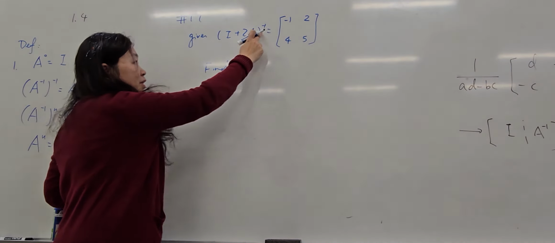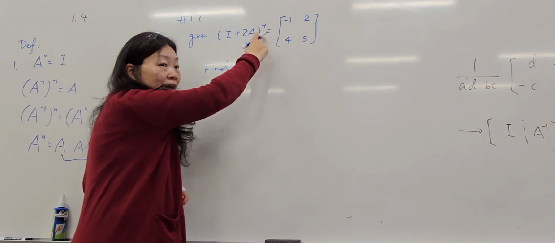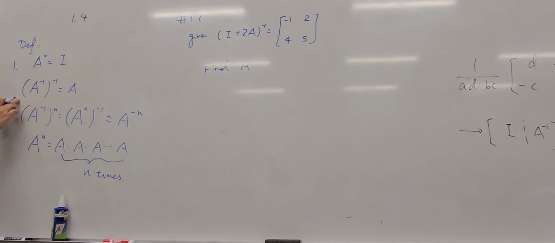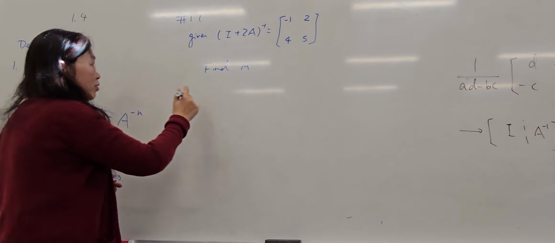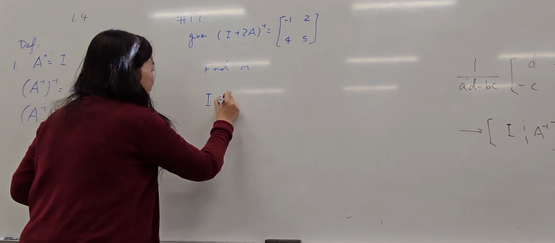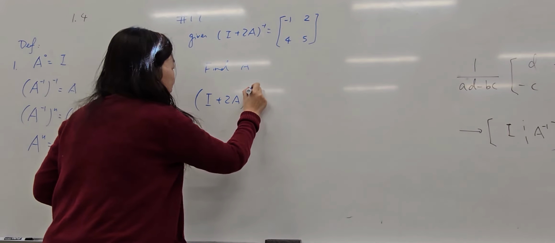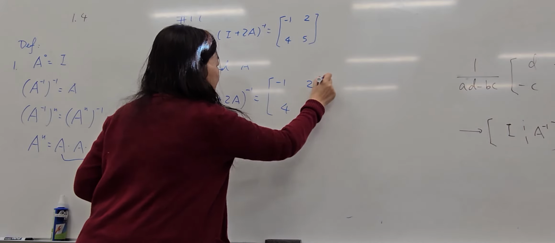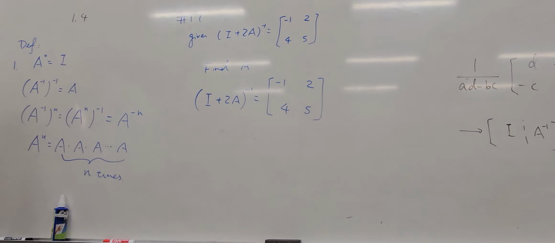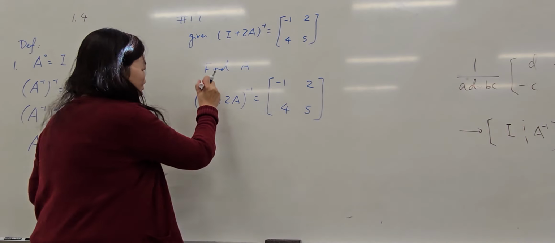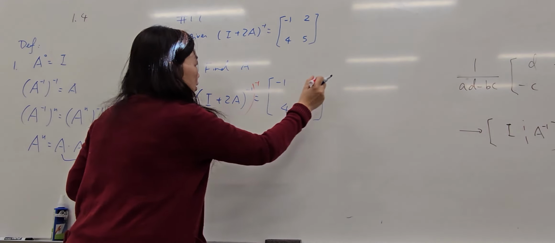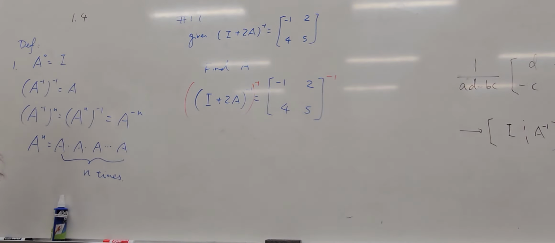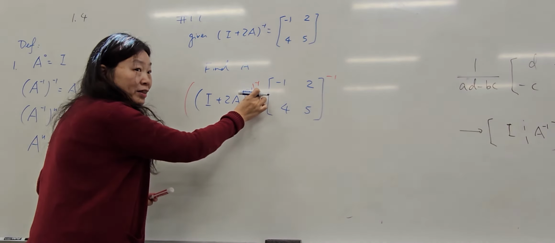So you can see the inverse here, right? You want to get rid of the inverse first, okay? How do I get rid of the inverse? You can use this property, okay? So you are given I plus 2A inverse equals negative 1, 2, 4, 5. That's what you're given, right? Now you're going to take the inverse on both sides of the equation, okay? Use this property right here. You inverse the inverse, okay? And then this just becomes 1, right?